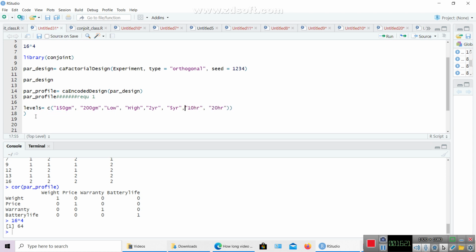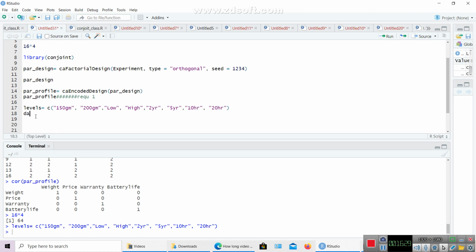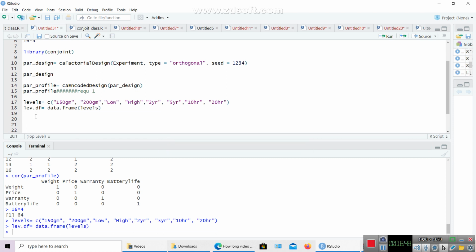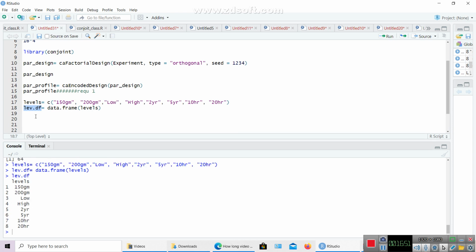These are required for running conjoint analysis. That is why I am creating this. Okay. Now I am converting it into a data frame. So left.df is the new object which I am creating. So data.frame is the function, and I will put in the levels object and run. Okay. So if I want to have a look at my left.df, these are my levels, 8 levels. Okay. So this is my second requirement.